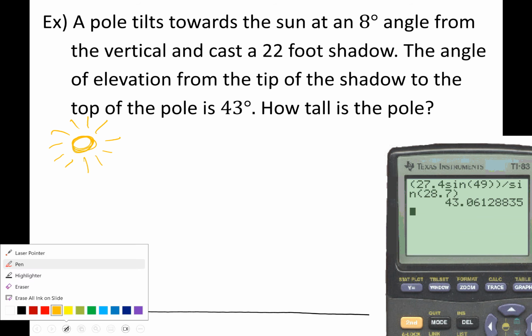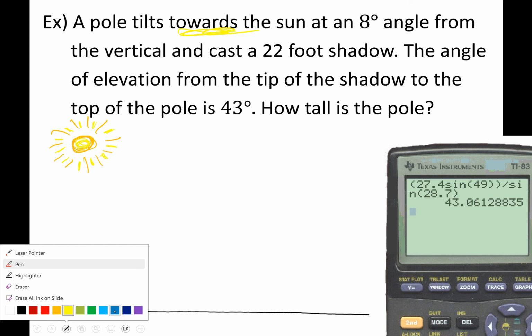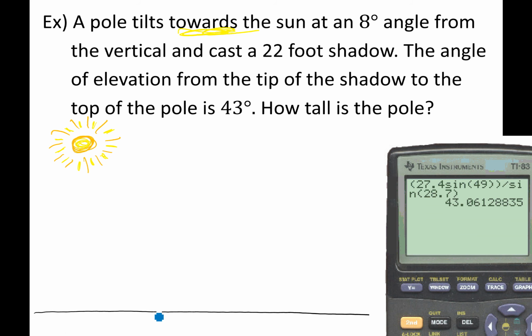Like that. We need a little time to draw your sun, so go ahead and pause this and draw your sun in. Okay, so that's my sun shining there. And I have a pole that's going to tilt at an 8-degree angle from the vertical, and it's going to tilt towards the sun. So I'm going to go ahead and draw my pole. I'll put that in blue. So here's my pole.